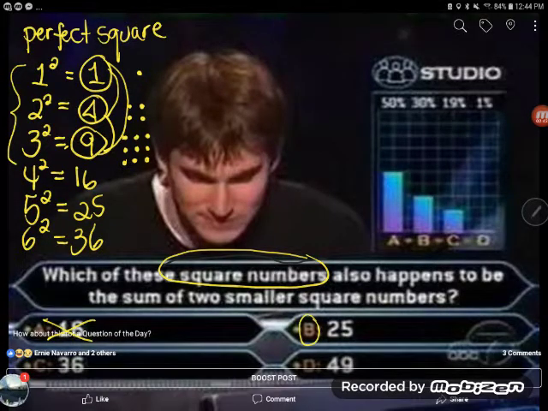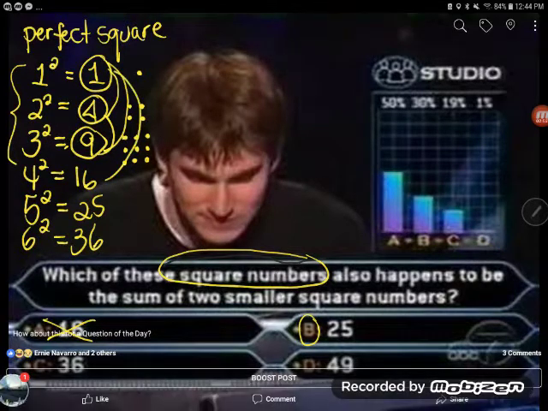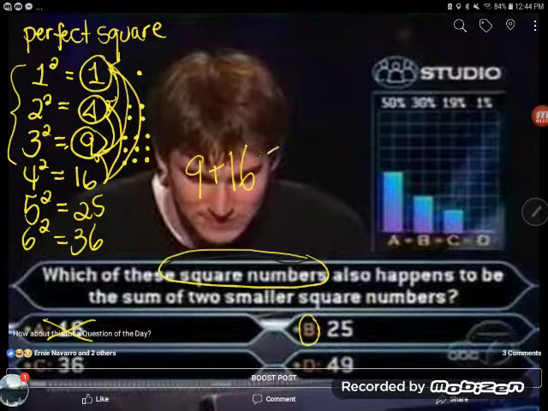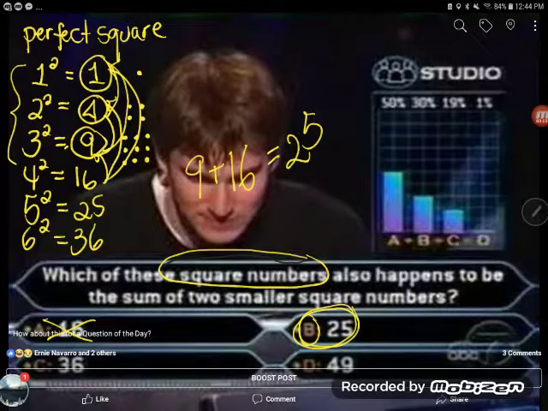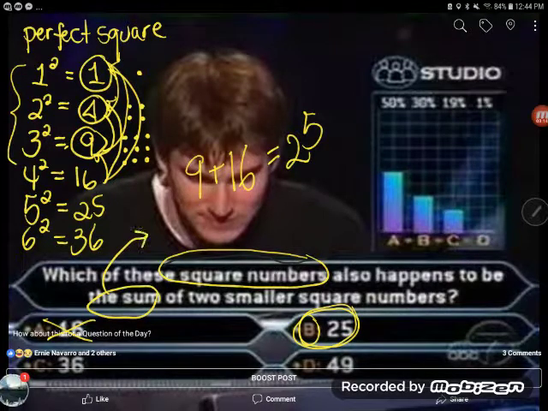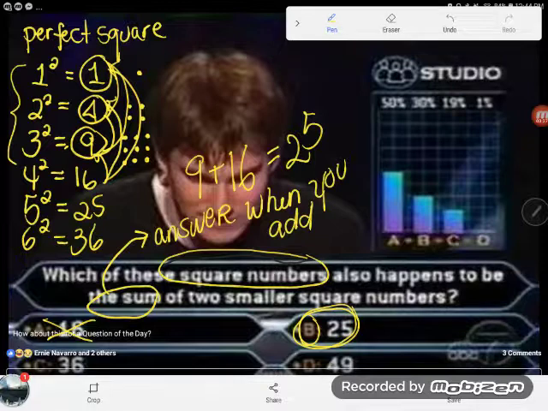Let's try the next answer, B. So I'm looking to get a sum of 25 from two smaller numbers. I haven't gotten 25 all these ways yet, so let's try it with 16 here. So 16 plus 1 would give me 17. Nope. 16 plus 4 would give me 20. Nope. But 16 plus 9 sure does equal 25. So just by trial and error, I found that 25 also happens to be the sum of two smaller square numbers. And I forgot to define sum for you. I just went on assuming that you know what sum means. The sum is the answer when you add. So when you add two smaller square numbers, you can get this larger square number, 25.